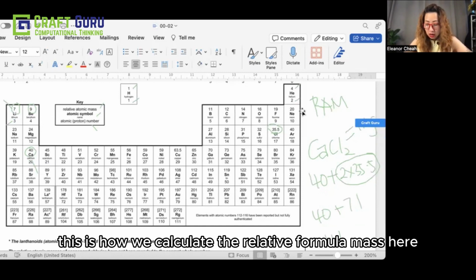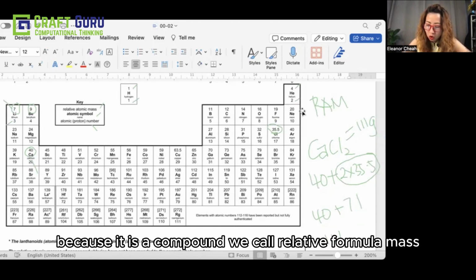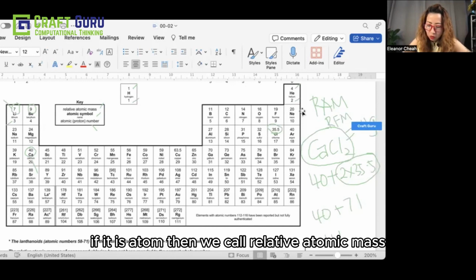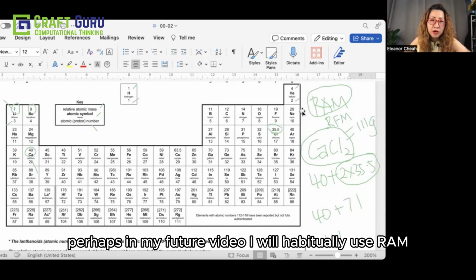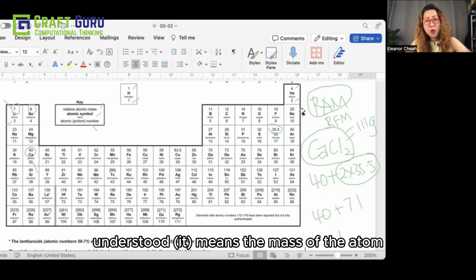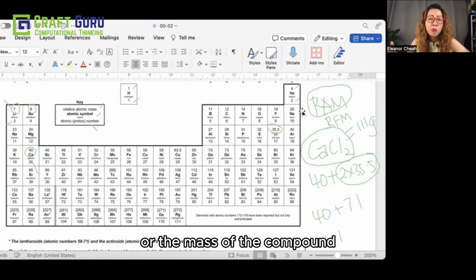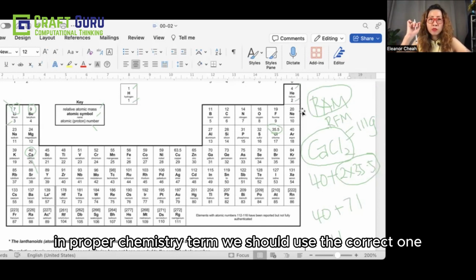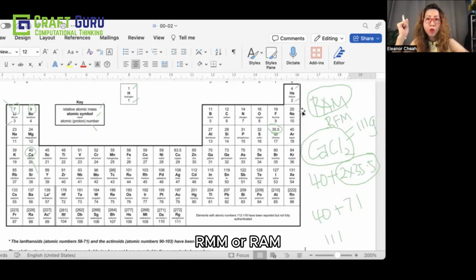This is how we calculate the relative formula mass. Here, because it is a compound, we call it relative formula mass. If it is an atom, then we call it relative atomic mass. But overall, perhaps in my future videos, I will habitually use RAM. So understand it means the mass of the atom, or the mass of the molecule, or the mass of the compound. Of course, in proper chemistry terms, we should use the correct one like RFM, RMM, or RAM.